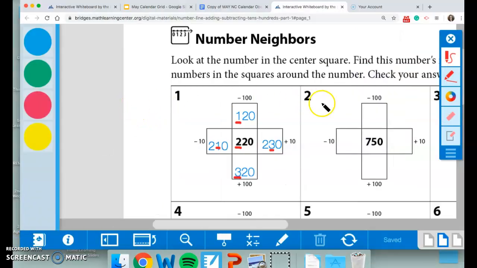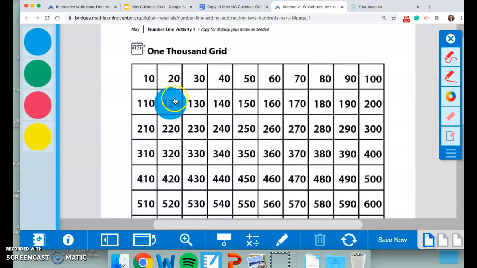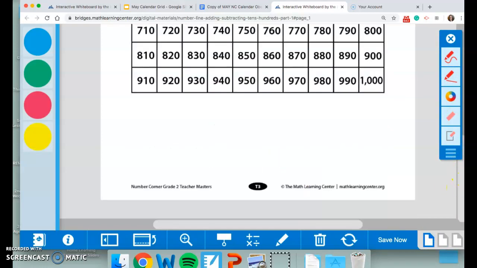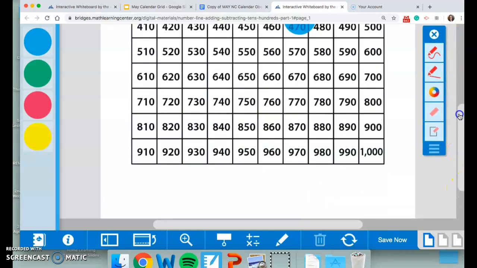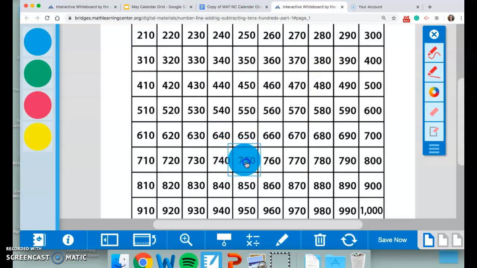Let's do one more puzzle together today, and then I'm going to challenge you to do some on your own at the end of this. So let's do puzzle number 2, 750. If we go back and we set our piece at 750, see if I can find it here, 750.